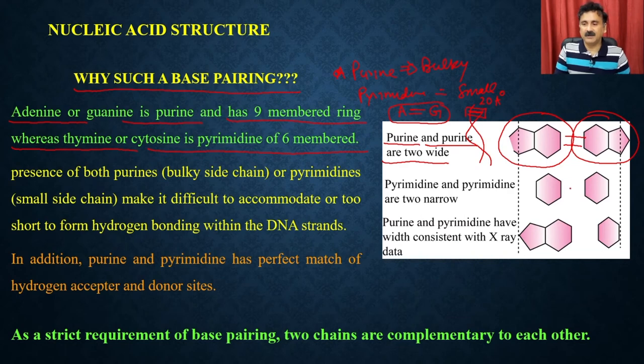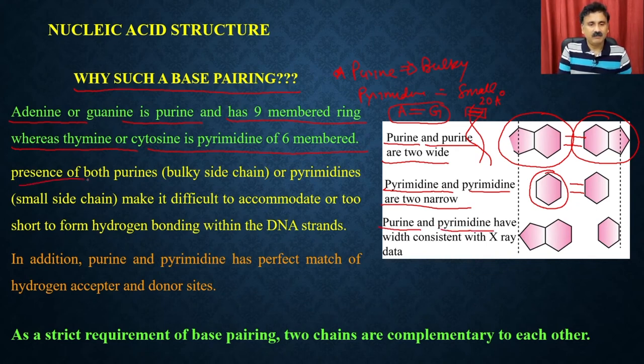That's why it has been decided that you can have one which is slightly bigger and one which is smaller. The same is true if you have two pyrimidines. If you have two pyrimidines, they are going to be so far away that there will be no hydrogen bonding between them. So because of that, we have a consistent base pairing, where on one side you have the purine and on the other side you have the pyrimidine.